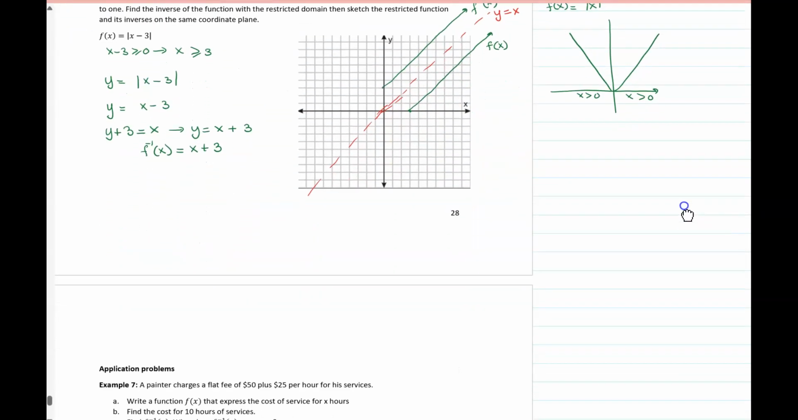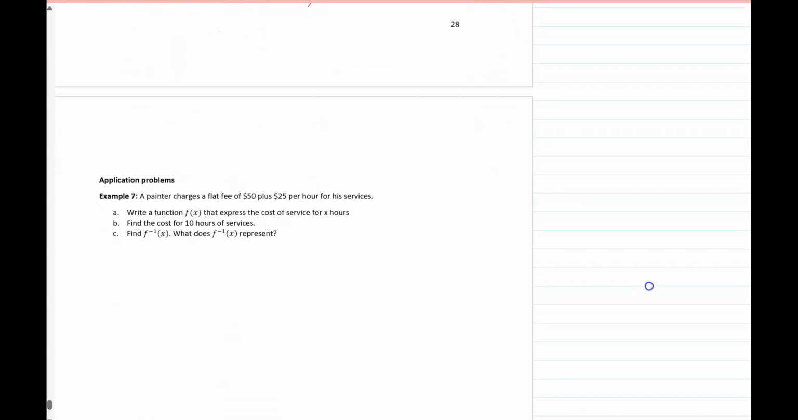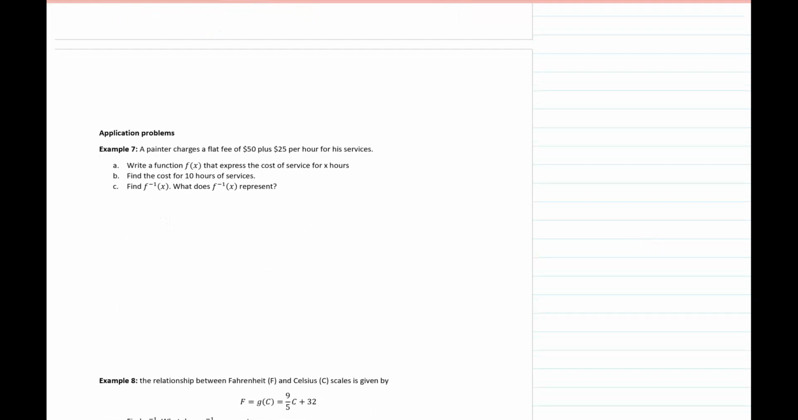Let's take a look at a couple of application problems. A painter charged a flat fee of $50 plus $25 per hour for his service. Write a function f that represents the cost of x hours of service. Then f of x is equal to the flat rate plus $25 per hour. Let's find the cost of 10 hours of service, which means f of 10 is equal to 50 plus 25 times 10, and that is 50 plus 250 equals $300.